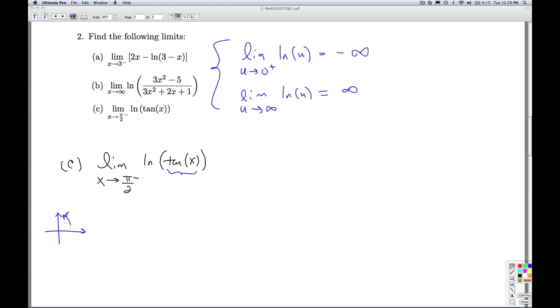Well, the tangent, which is sine over cosine, is becoming larger and larger and larger. Actually, it's heading off to positive infinity. So if I think of this as what's inside, u, this is actually going to infinity. And so we know from this property that as the inside of the natural log goes to infinity, the natural log will take that value also to infinity, although markedly more slowly. And so that'll do it then for number 2.